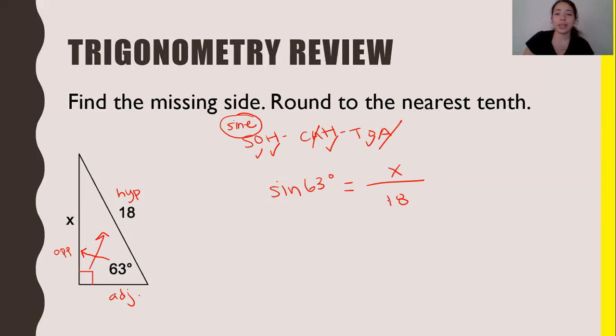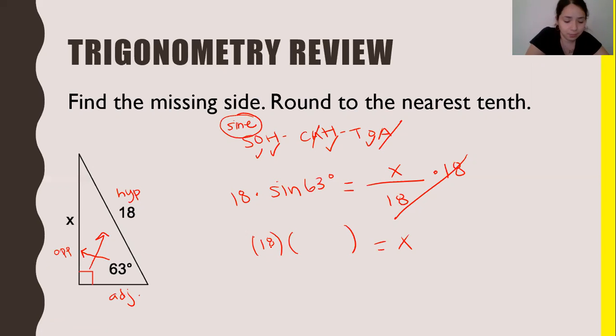How do we get x by itself? We multiply each side by 18. Whatever you do to one side, you have to do to the other side. Now, before even solving this, I did that, so just make sure that you plug that in. And then we can do 18. So we put sine 63 on the calculator, right? And then you multiply that.